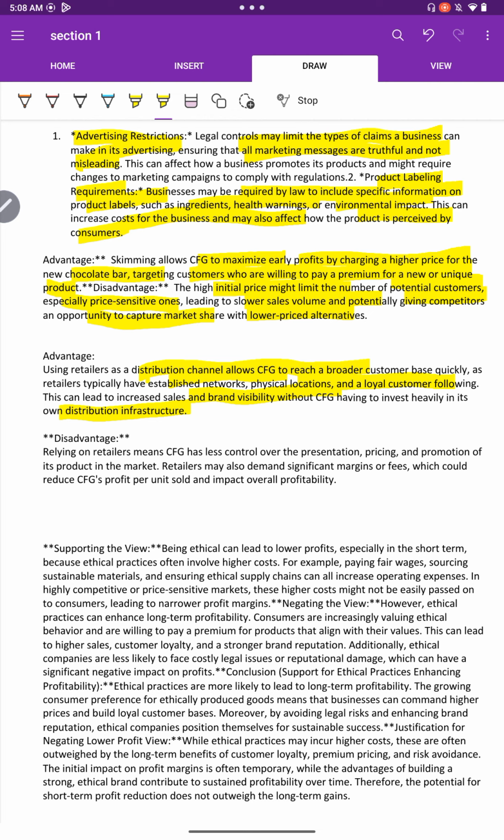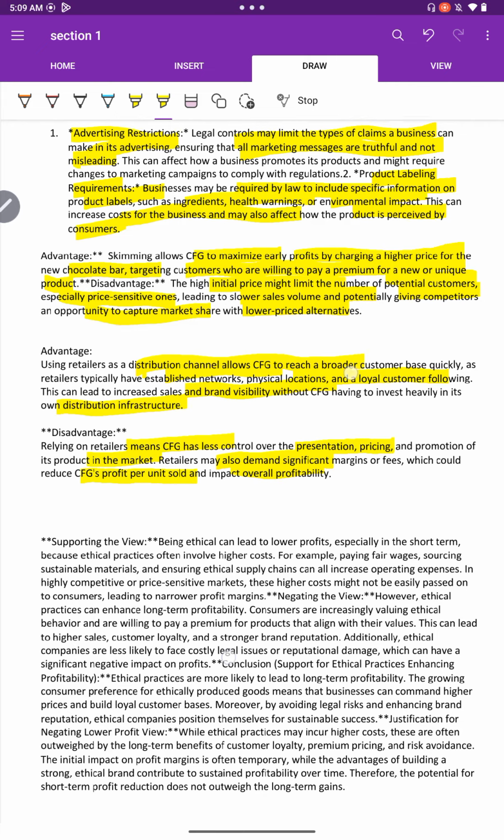The disadvantage would be that relying on retailers means CFG has less control over the presentation, pricing, and promotion of its product. Of course, you are not in the retailer's shop. You don't know how they are managing your product, whether they are promoting your product that much or not. Retailers may also demand significant margins or fees, which could reduce CFG's profit per unit sold and impact overall profitability.